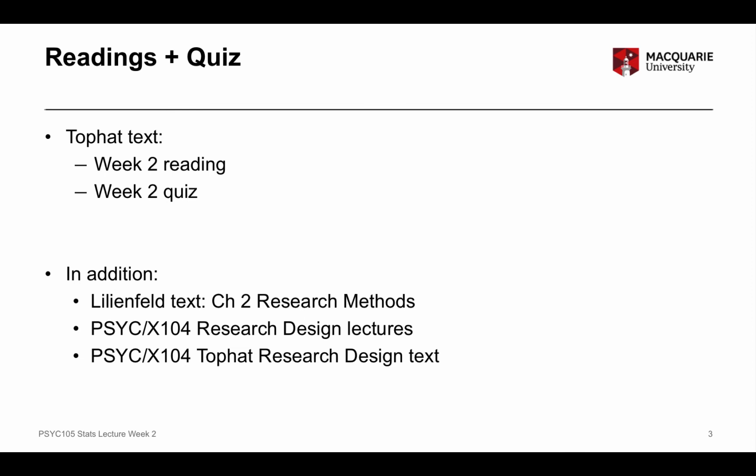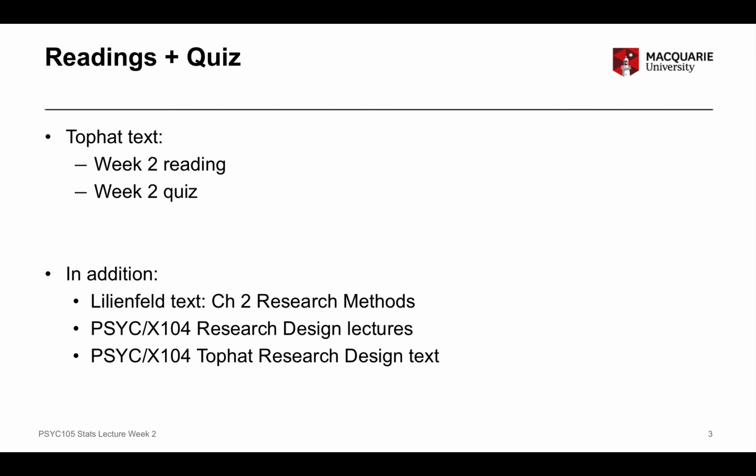These are some of the resources I was talking about. If you want extra resources on research methods, then the first place you can go to is chapter 2 of one of the PSYC 105 textbooks, the Lilienfeld textbook, which is your psychology content textbook. So it's a different one to the stats book. But chapter 2 talks all about research methods, so that gives you a really good overview of different kinds of study designs, which is important for you to understand the kinds of things we're talking about in statistics.